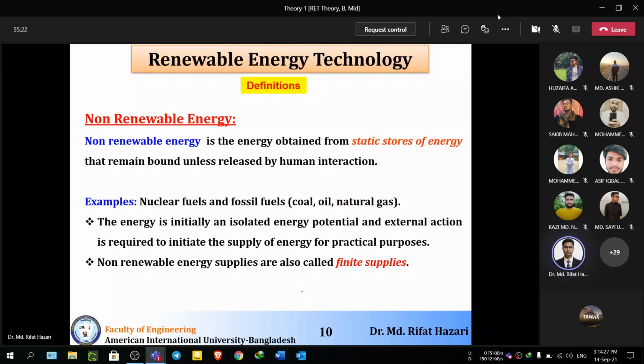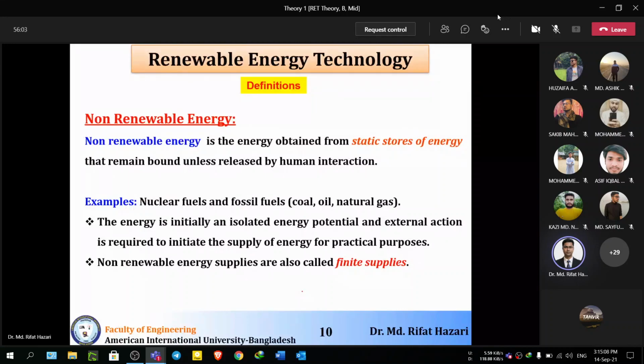So non-renewable energy, you are actually getting from the static stores of energy, okay? What is the meaning of static stores? For example, if you do not extract any coal, then it will remain bound, right? So if you do not bring the coal from there, it will remain in a static state, right? Like oil under the ground stays in a static state, with what does it react? No, sir. Okay. In order to use the energy in the coal or the petrol or the diesel, you need human interaction to unbind or extract it.